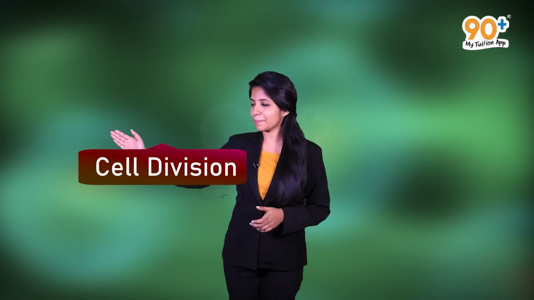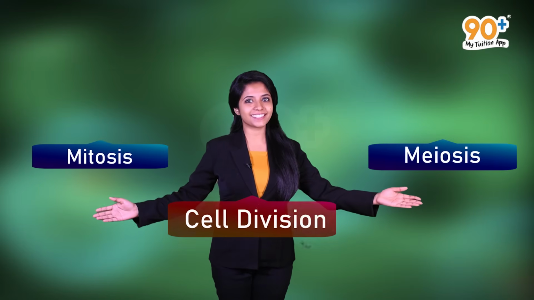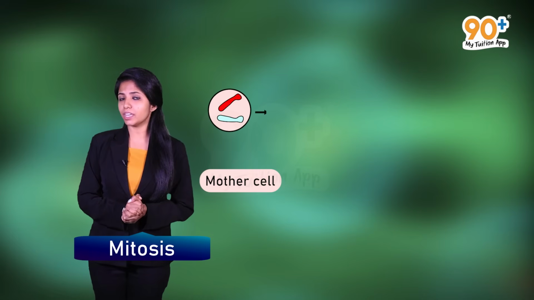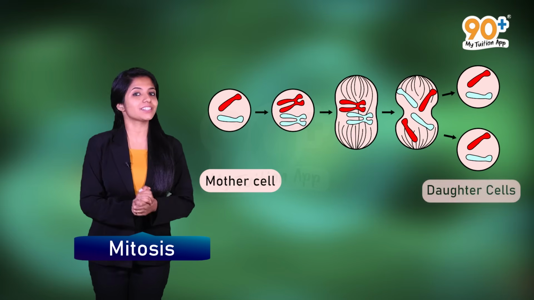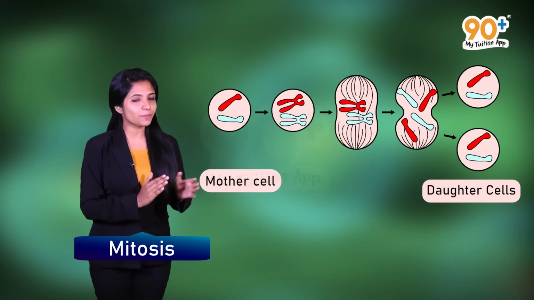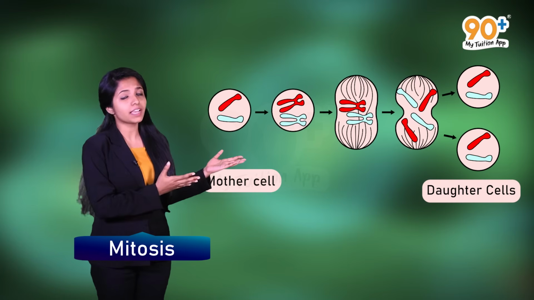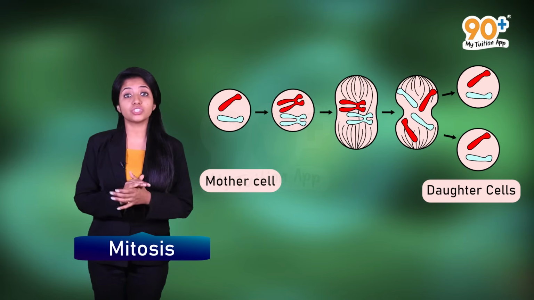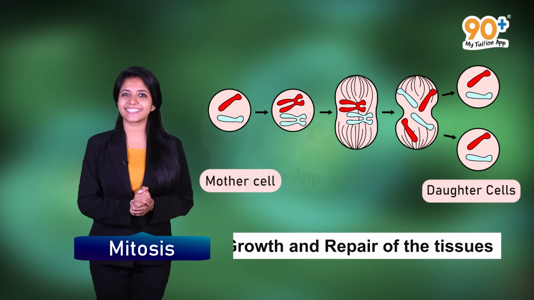Well, this cell division is of two different types. That is, mitosis and meiosis. In mitosis, the mother cell will actually divide into two identical or similar daughter cells. And here, note the point that the daughter cells will have the same number of chromosomes as the mother cell. And you know what? This type of division is usually seen during growth and repair of the tissues.